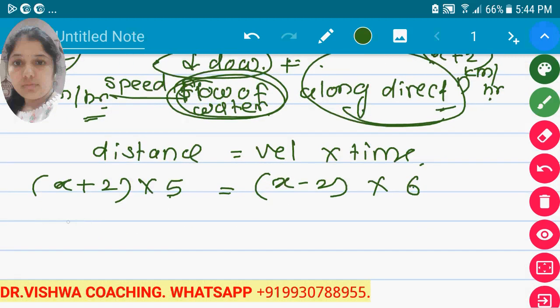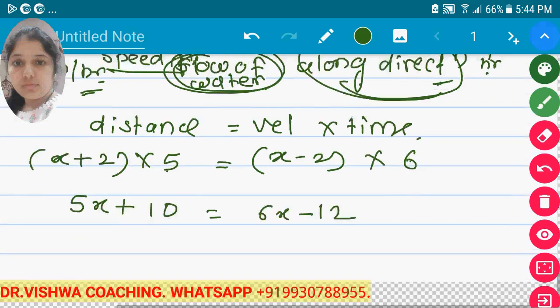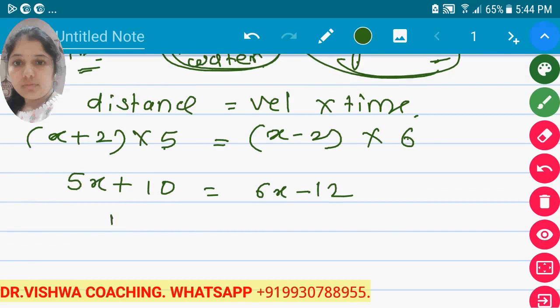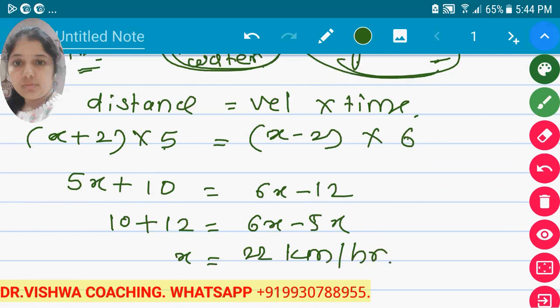Now solve the equation. 5x plus 10 is equal to 6x minus 12. Now bring the variable to one side and constant to one side. So 10 plus 12 is equal to 6x minus 5x. So x is equal to 22 kilometer per hour. Okay, so the speed of the boat in still water is 22 kilometer per hour.